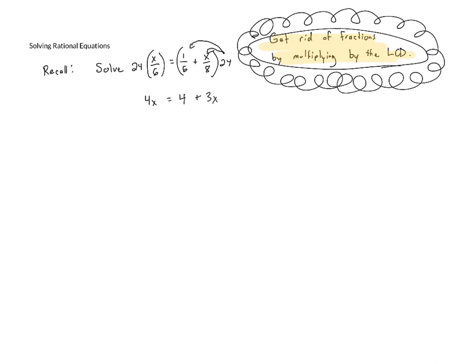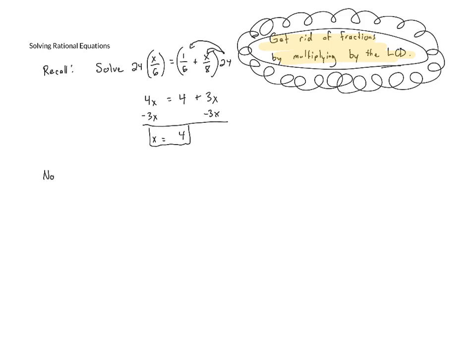Now we need to get rid of one of these variables, because we have variables on both sides. I'm going to subtract 3x from both sides. 4x minus 3x is x. And on the right, we're just left with 4 because the 3x's cancel. And we end up with x equals 4. This is a problem that we already knew how to solve. We know how to solve equations that have fractions in them. And that's exactly what a rational equation is. The only difference is that we might have variables in the denominator.